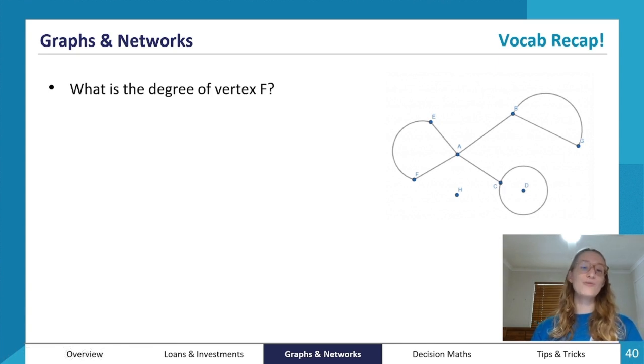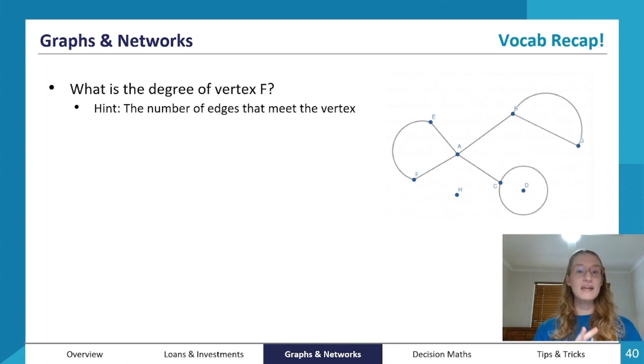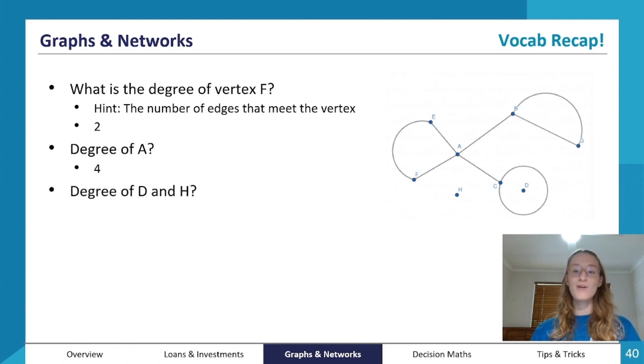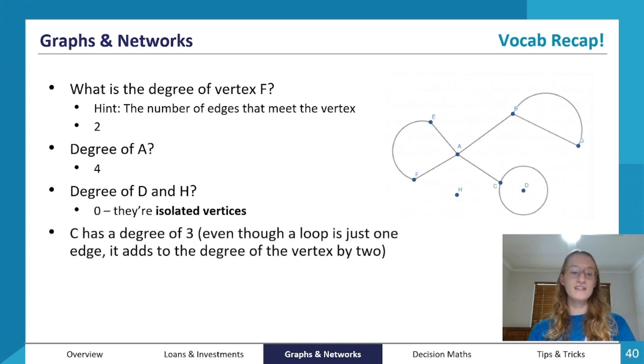So, more terminology. What is the degree of vertex F? Hint, remember that the degree is the number of edges that meet or leave the vertex. And that would be 2. We can see that there are 2 edges connected to vertex F, so it's got a degree of 2. What about the degree of A? You can see it's got 4 edges connected to it. What about the degrees of D and H? Well, it's actually 0. They're isolated vertices because they have no connections to any of the other vertices.